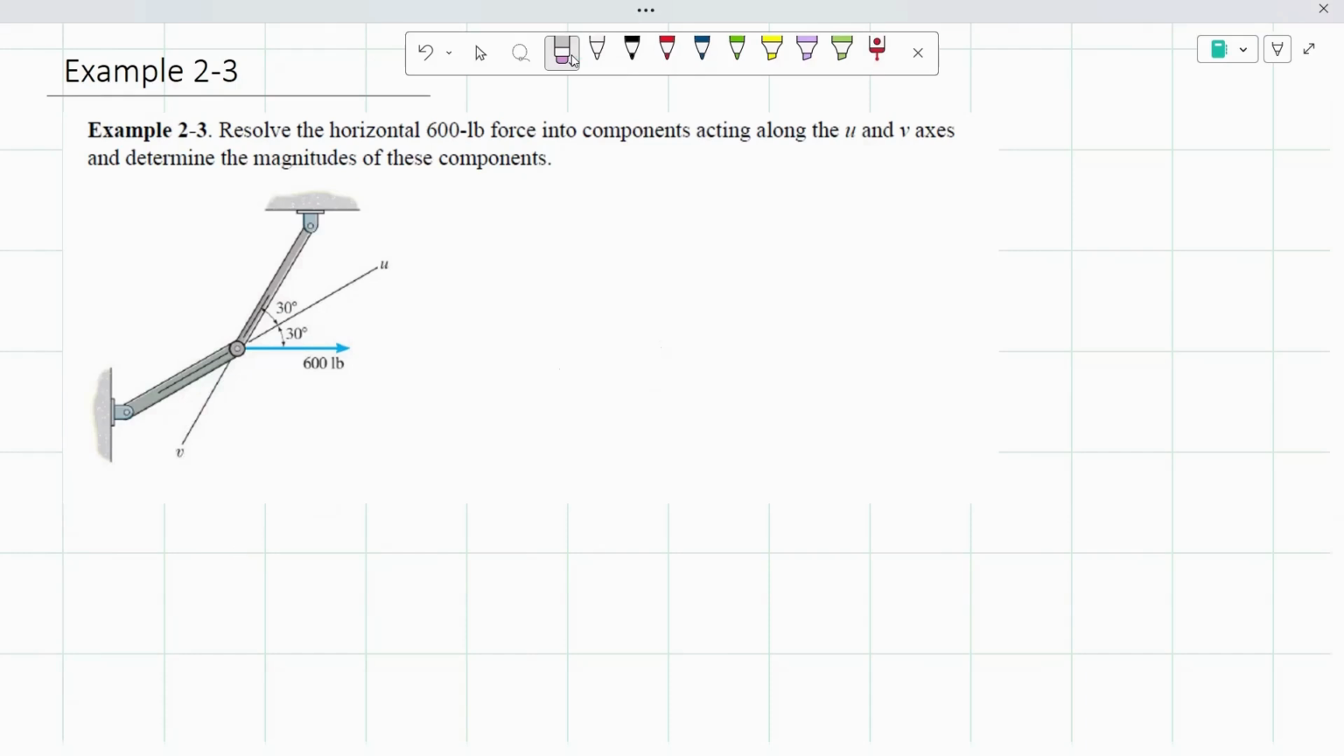Hello everyone, today we're going to be working on example 2-3 to resolve the horizontal 600-pound force into components acting along the U and V axis and determining the magnitude of these components. So what I like doing is drawing off these forces to the side.